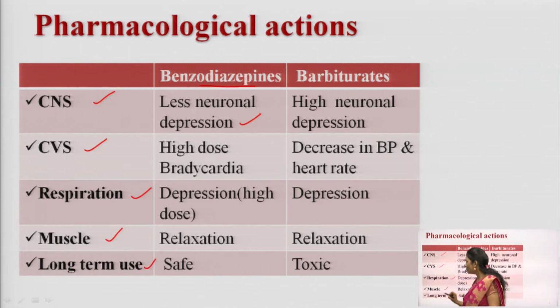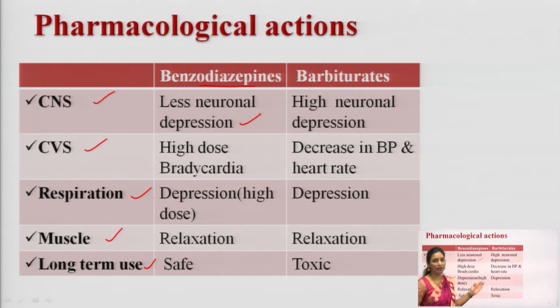Okay. And if you are using them for long term purposes, benzodiazepines will be the safer drug compared to barbiturates. Why is it a safe drug? Because it has a high therapeutic index compared to barbiturates. Why is the barbiturate more toxic than benzodiazepine? Because it has a low therapeutic index.